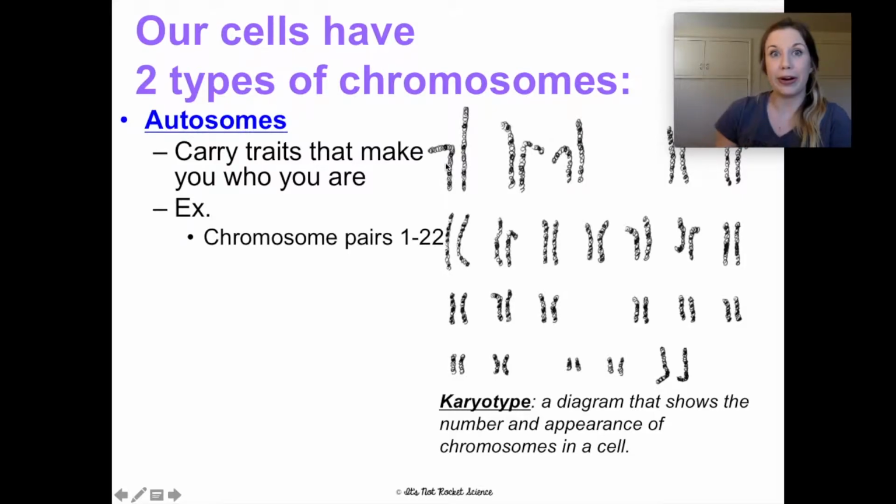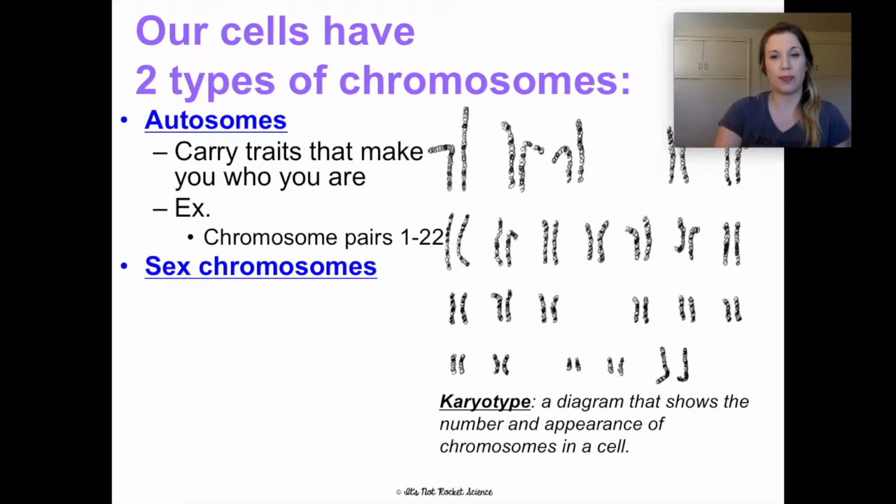If you'll remember, we get 1 chromosome from each of our parents. And so here, let's say this is the chromosome from mom, and then over here we'll have the chromosome from dad. And then here we'll have a chromosome from mom and dad, and so on and so forth.